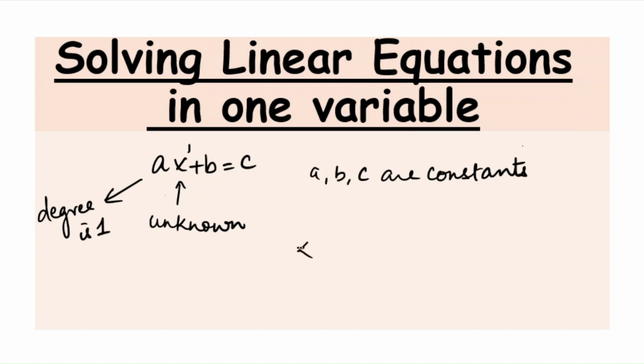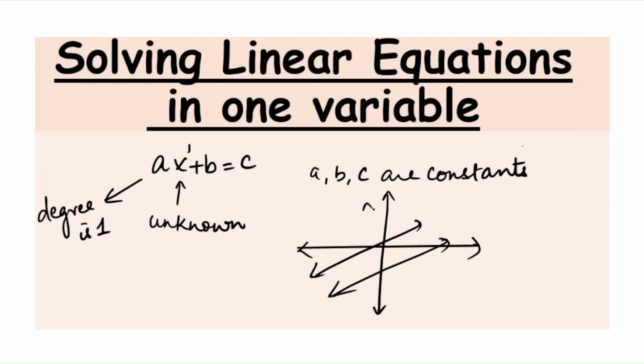And if you draw the graph of such linear equations, you will always get a straight line as the graph. Always like this or like this. And that's why they are called linear, because I can see the word line in the word linear. So the degree of these equations is 1. Their graph is always a straight line, and x or any other variable quantity needs to be found out.